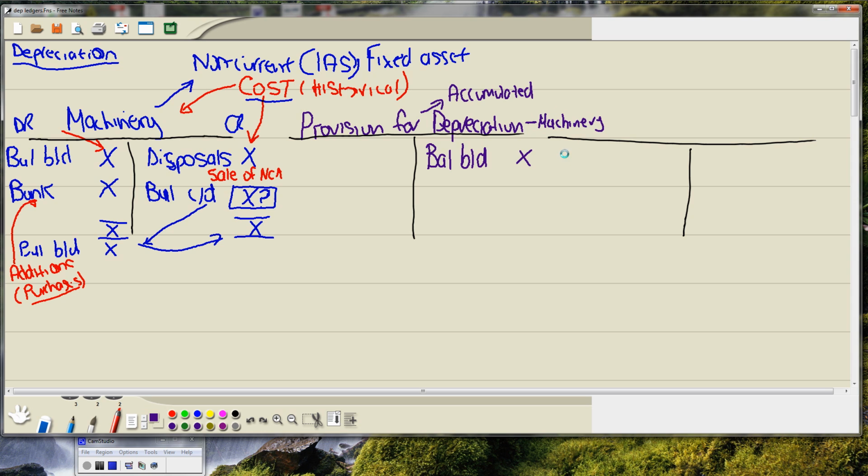So for provision for depreciation, machinery, you have to relate the depreciation to which type of non-current asset. If this is for machinery, it's obviously relating to the machinery ledger. If this was a motor vehicle, then you'd have a separate provision for depreciation for motor vehicle. So this balance BD is the accumulated depreciation at the start of this period, which has come from all previous accounting periods from when the machinery was owned. Okay, so that's existing depreciation.